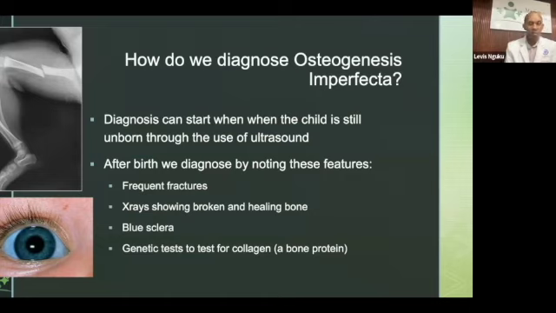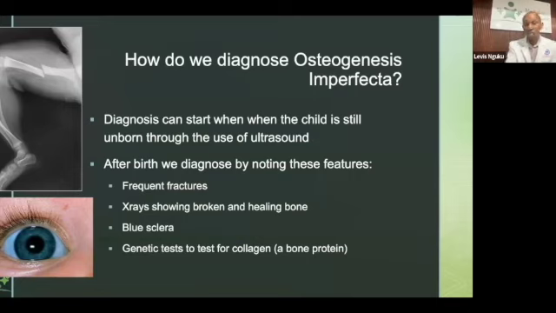X-rays will show either a currently broken bone or one that had broken and is now healing. We tend to notice the blue sclera. What you expect in the eye to be white is actually looking bluish, or sometimes when it's very blue, we say it's dark gray or light gray. So it's looking grayish or bluish.